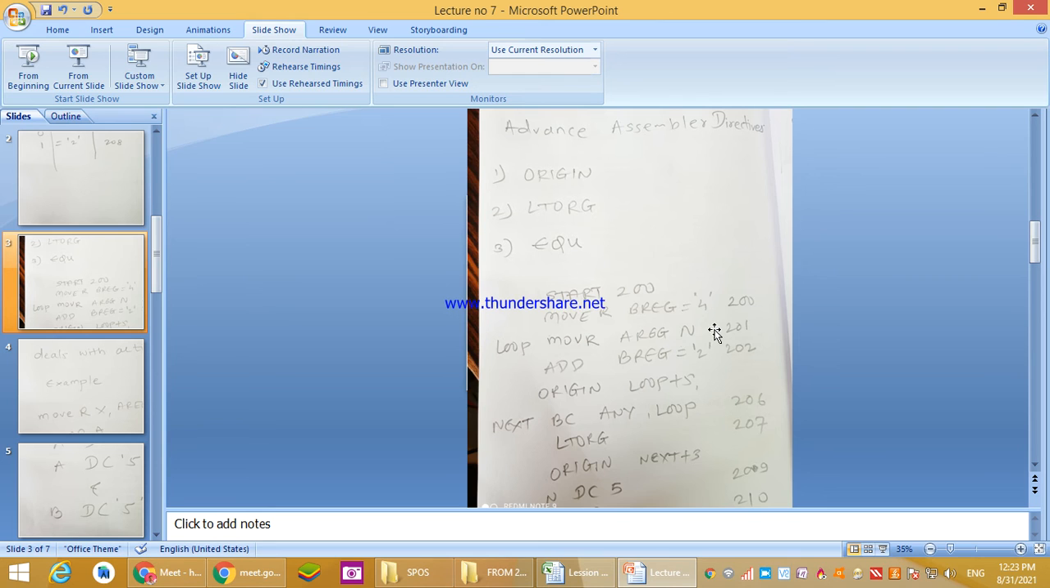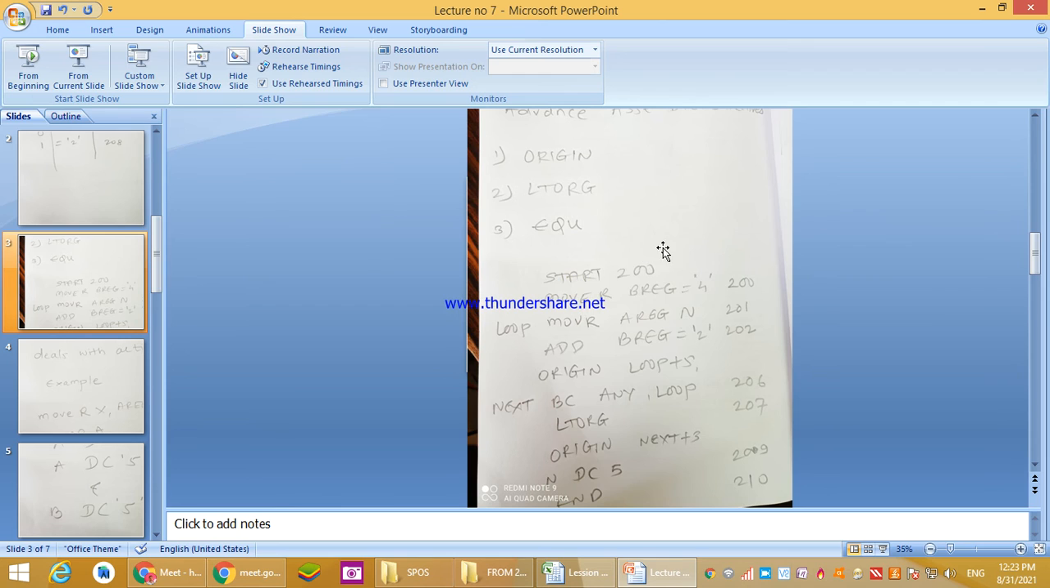Now on screen you can see 3 advanced assembler directives. First ORIGIN, second LTORG, and third EQU. These are the 3 advanced assembler directives. Here one by one we will see what exactly each is.